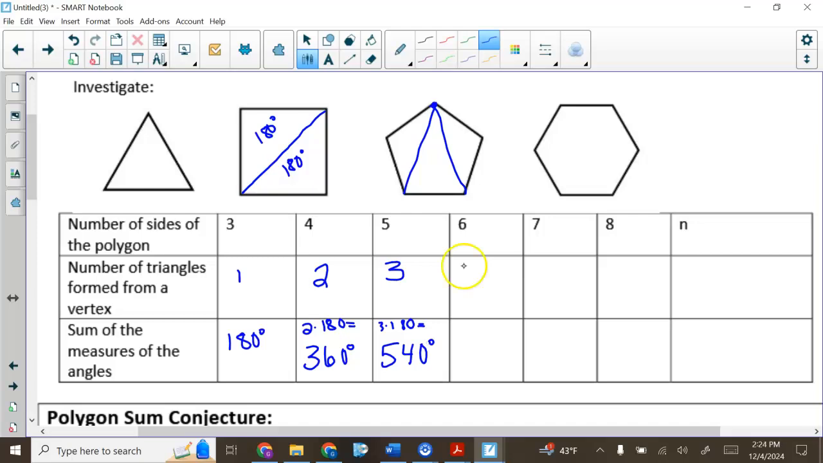Okay, in a 6-sided shape, again, just pick one vertex to start at to figure out the amount of triangles. 1, 2, 3, 4. Then we can take those 4 triangles times 180 degrees, and we get 720 degrees.